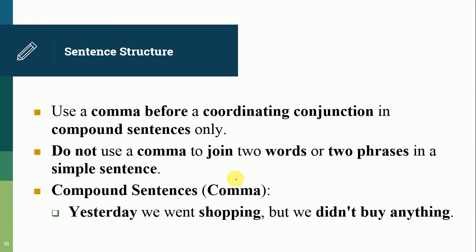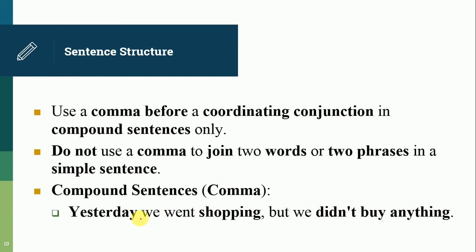Sentence structure. Use a comma before a coordinating conjunction in a compound sentence only. If a sentence is joined by a coordinating conjunction, you have to put a comma between these two clauses, because you have to separate these two clauses. Do not use a comma to join two words or two phrases in a simple sentence. So when two words or two phrases are joined in a sentence, we call it a simple sentence, and we don't need a comma for that.